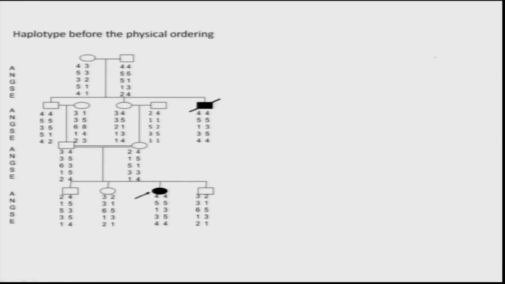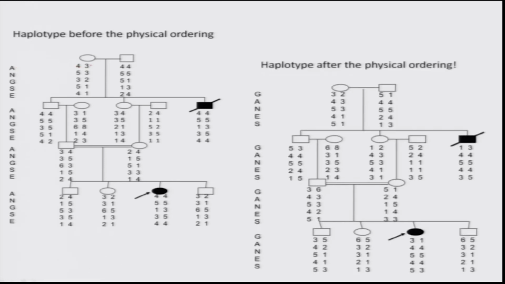This is the genotyping data that I had. For every marker, I have done the amplification. This haplotype was before the physical ordering was done. Now, we know that this is not the correct order, so we have changed it. What I have done is rearranged everything based on this particular marker.